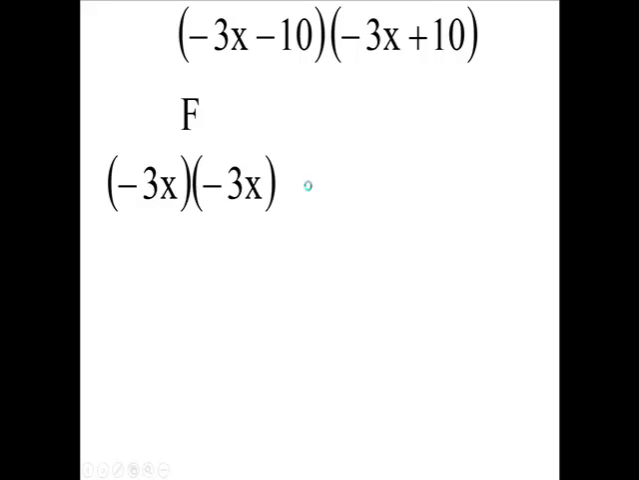Okay, now add in the outsides. The outside would be the negative 3x and the plus 10. Those are my outsides. Okay, now my inside terms, that would be these two.